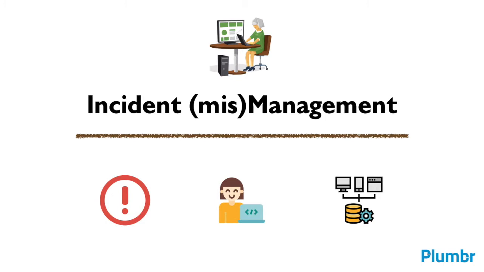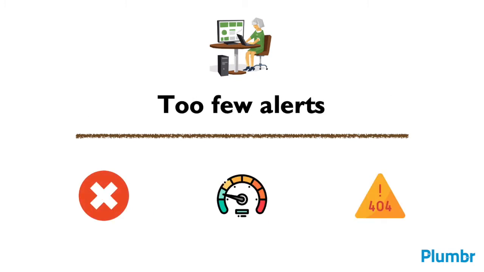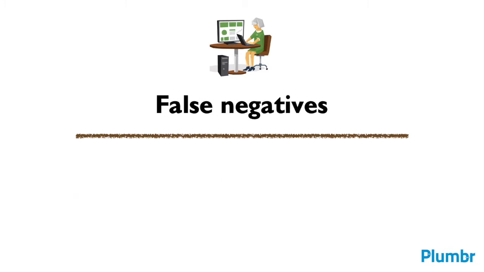Let us look at the other scenarios too. Creating too few alerts or setting thresholds very high can cause you to miss key errors, failures, or latency degradations. In some cases, they are known as false negatives. Let's look at some examples.